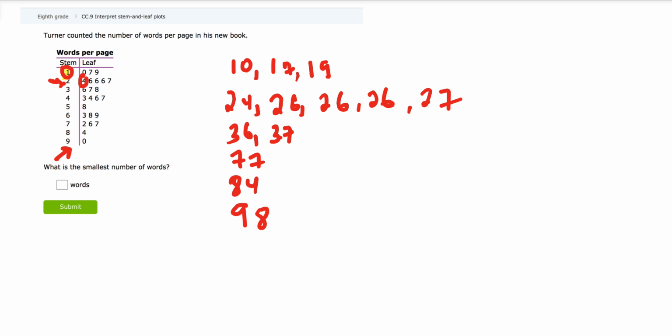So let's see. Turner counted the number of words. Well, that's how you read stem and leaf plots. Turner counted the number of words per page in his new book. The smallest number of words was 10. So maybe there was a page that had a bunch of pictures in it, and maybe just a caption with only 10 words. But then you had another page, maybe some crazy small print page, like a bibliography or something, and it had 98 words in it.